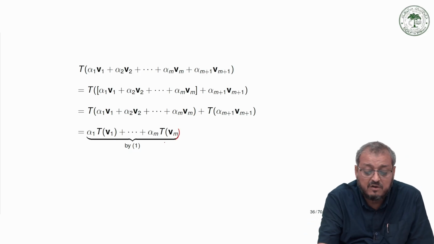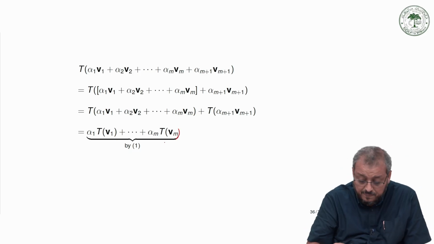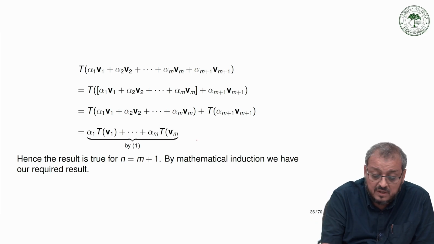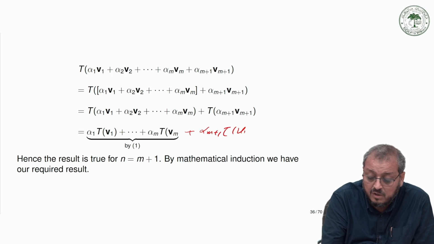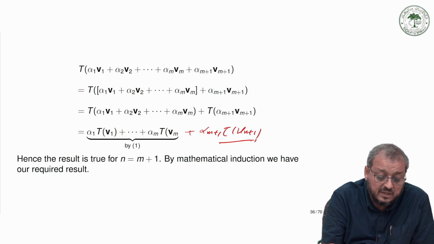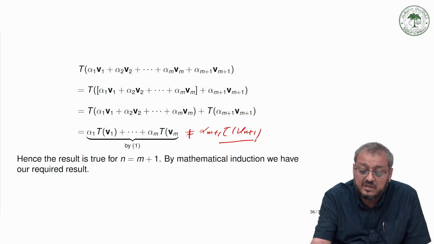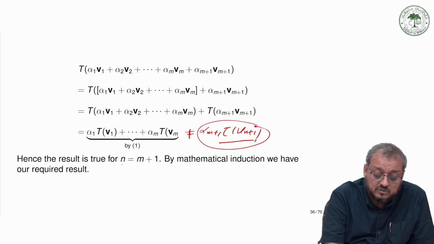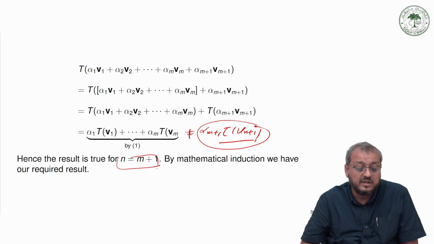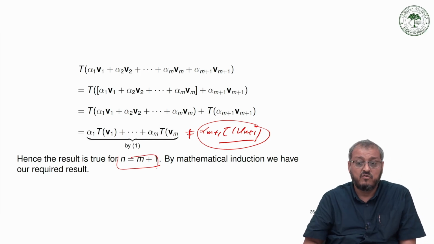So T of alpha m T of Vm is equal to y1, and then we have alpha m plus 1 T of Vm plus 1, and hence this is the remaining terms here. So this can be written by the linearity of T. So m is equal to 1. So by mathematical induction we have the required result.